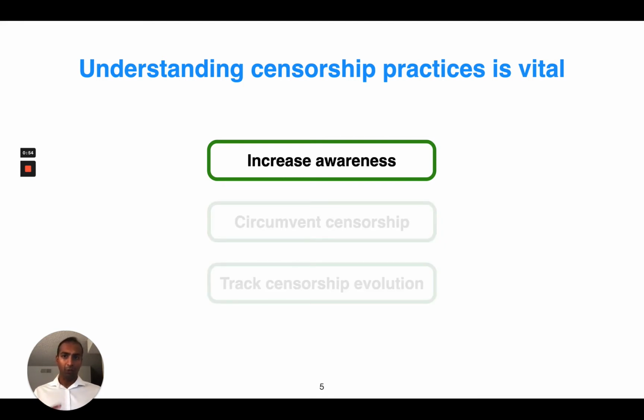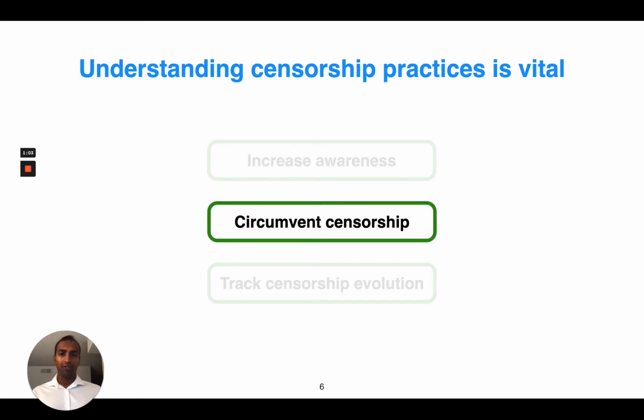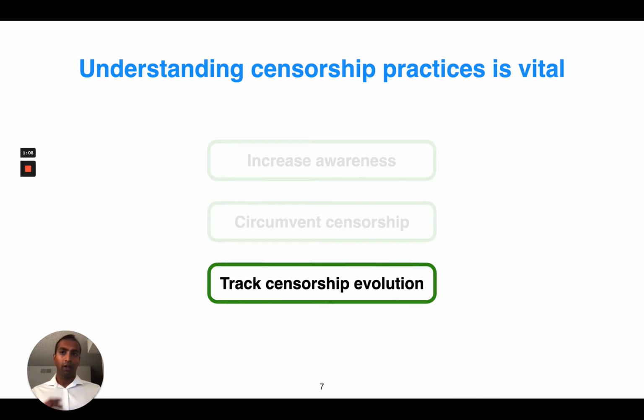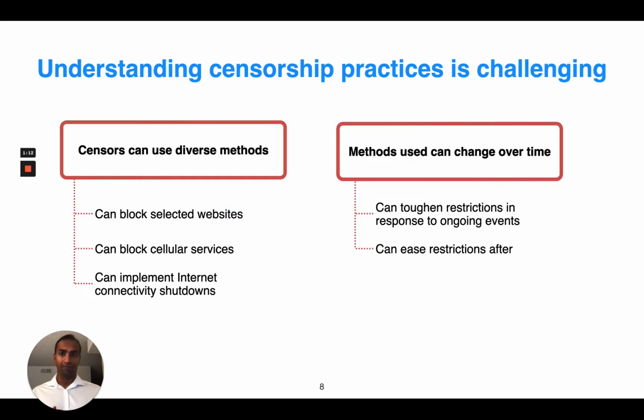By analyzing which practices are used, we can increase awareness of ongoing censorship that can in turn be used by anti-censorship advocacy groups. Further, understanding how censorship is implemented can help with circumvention, and also by observing how censorship practices change over time, we can track their evolution.